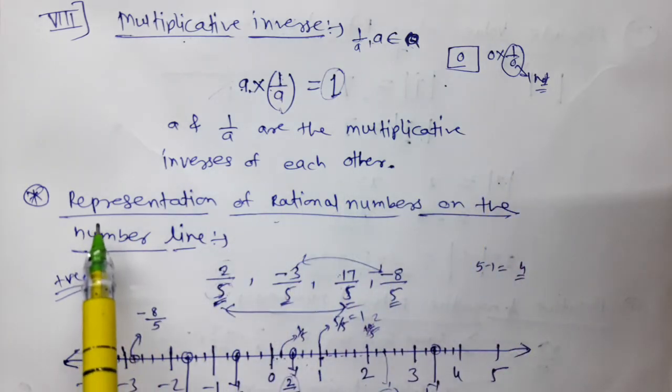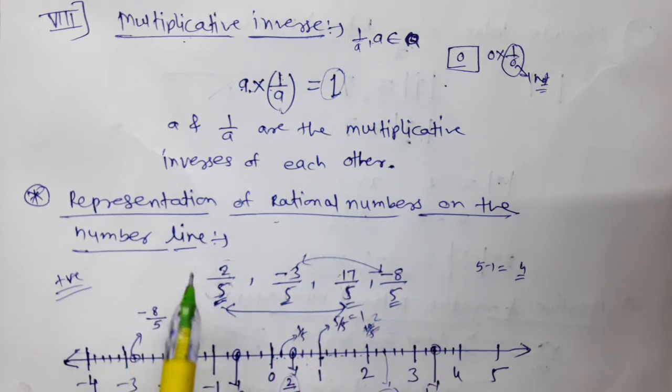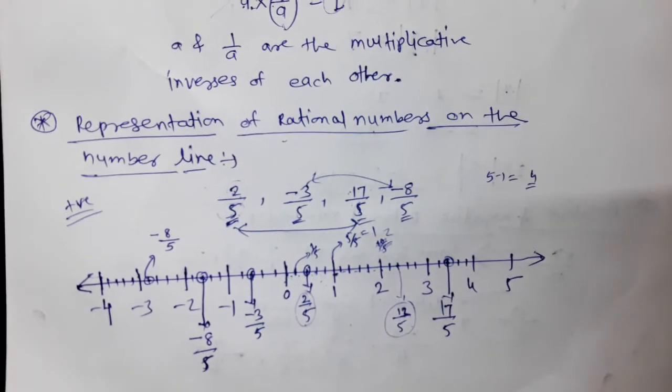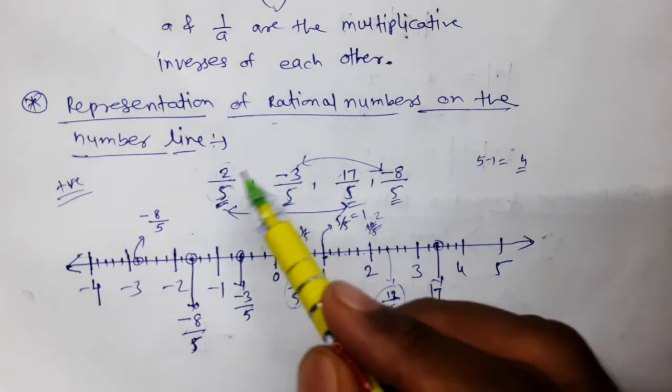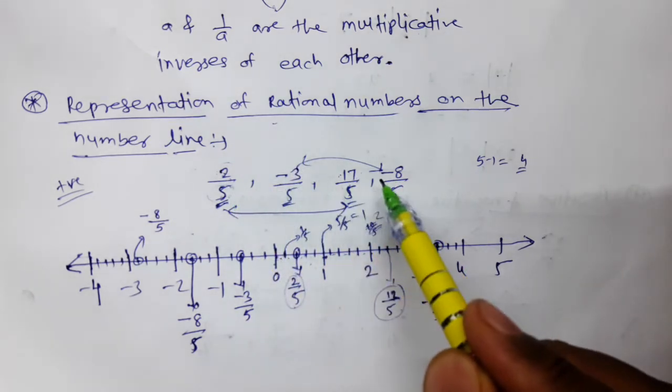The next point is the representation of rational numbers on the number line. Rational numbers have both a numerator and a denominator, so they are in the form of p upon q.